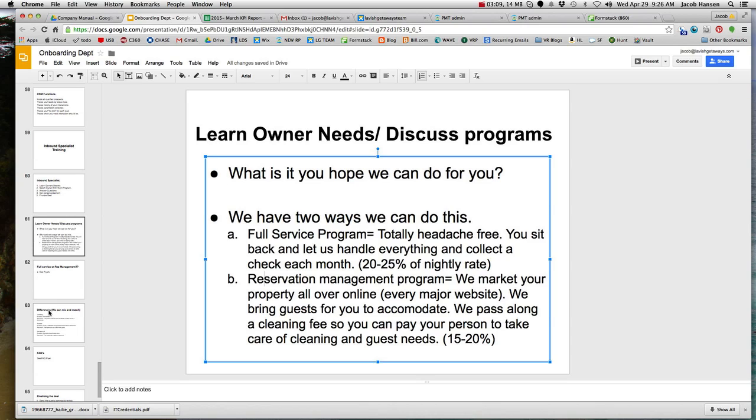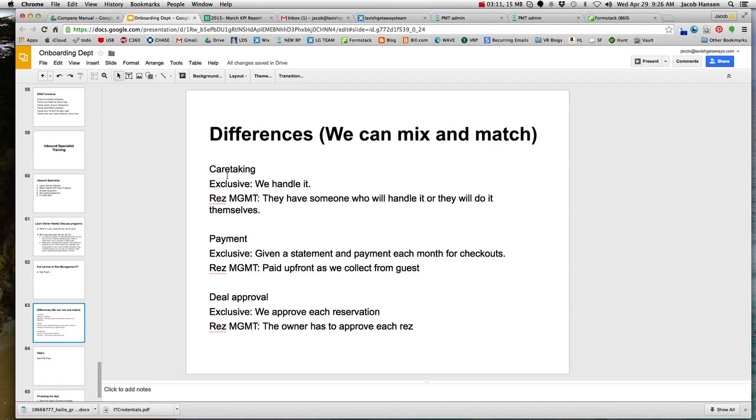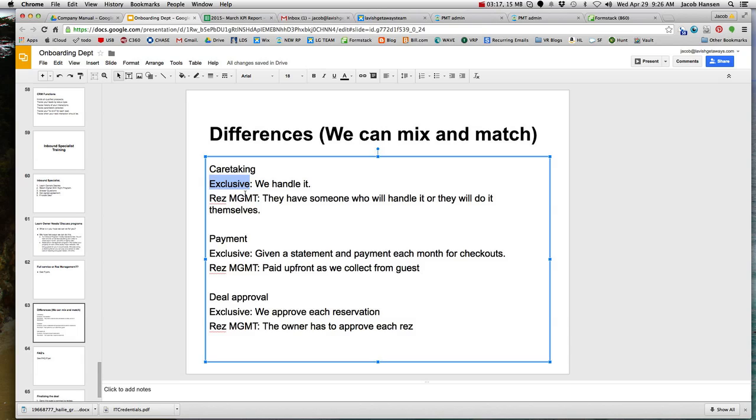Let me talk for just a second about the differences between the two programs. With full service, we handle the caretaking of the property. We get an independent caretaker that will take care of that specific unit, that person's in charge of it, and we make sure that they do a good job. With reservation management, they will have someone who handles it.